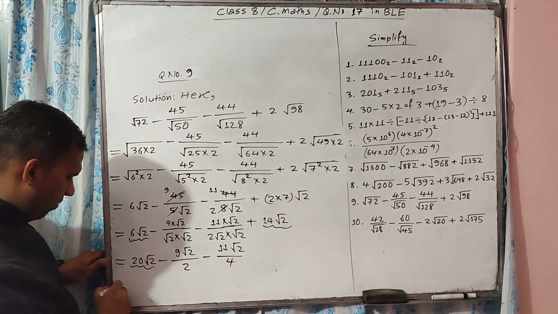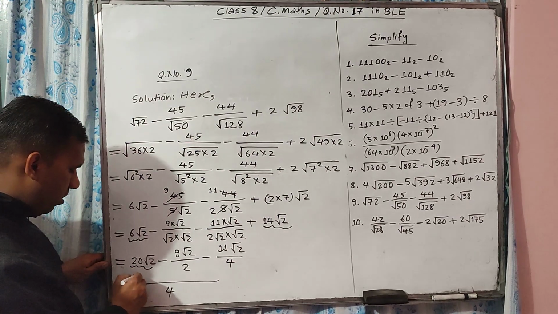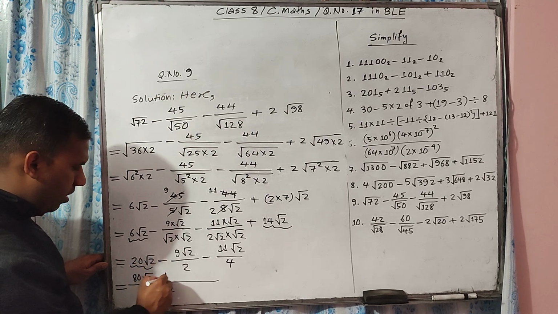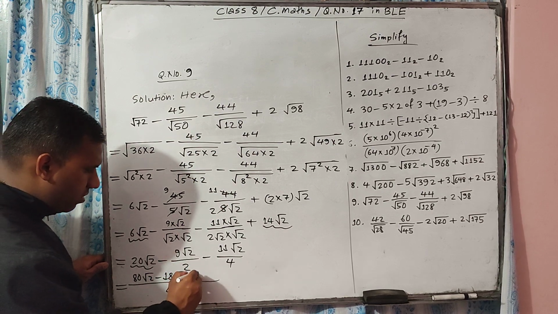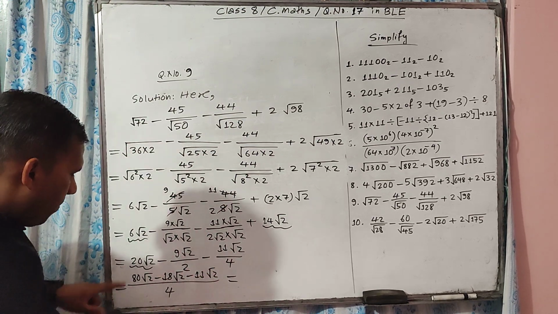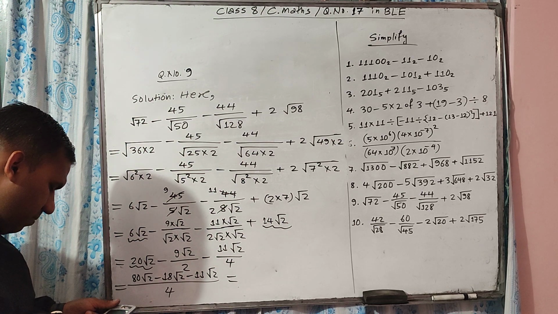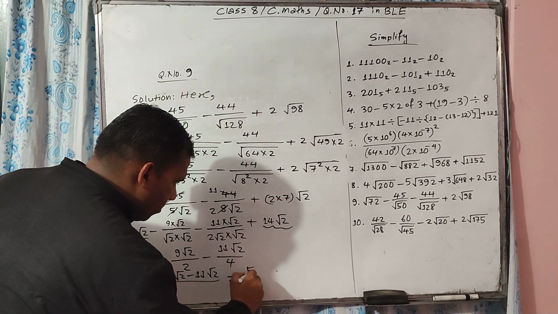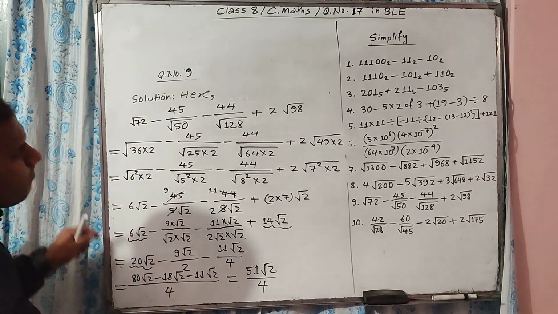Now taking LCM of all three terms, so LCM is equal to 4. 4 twenties are 80 times root 2 minus 2 into 9, 18, minus 18 root 2, 4 ones are 4 and 1 eleven is 11, so 11 root 2. This is equal to 80 minus 11 minus 18. It becomes 51. So 51 root 2 upon 4. This is the answer. Okay, students.